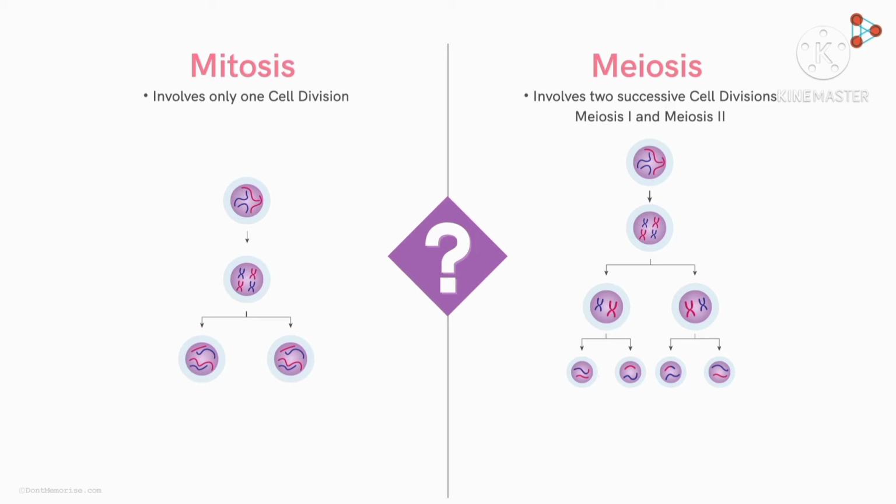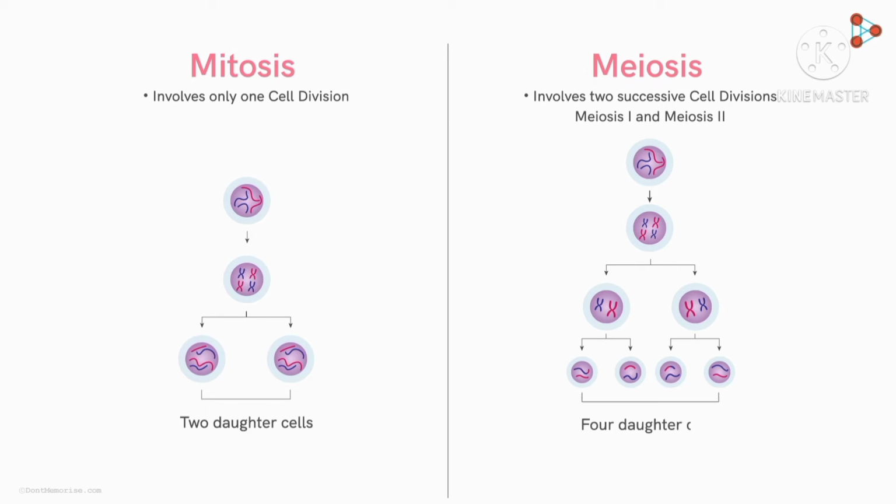Can you note down the second difference in the list? Correct. Mitosis produces 2 daughter cells, while meiosis produces 4 daughter cells. And is there something remarkable that we haven't discussed yet? That's right. Now let's move on to the next major difference.